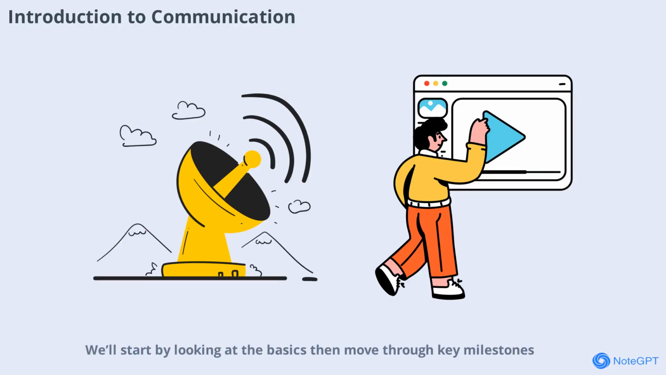We'll start by looking at the basics, then move through key milestones like analog television and satellite communication, and finally connect these concepts to their relevance in our modern world. Let's dive in and see how these systems have shaped the way we connect.